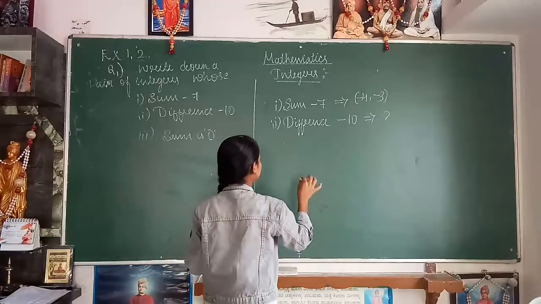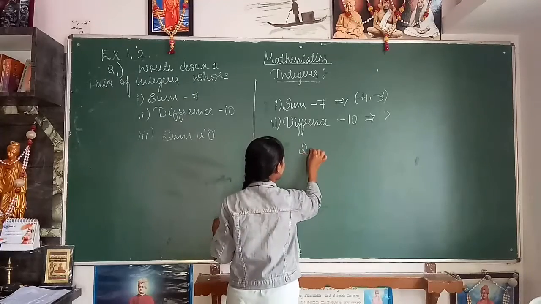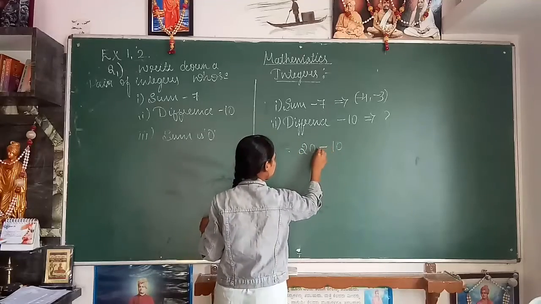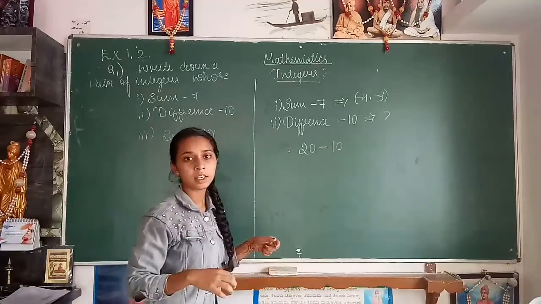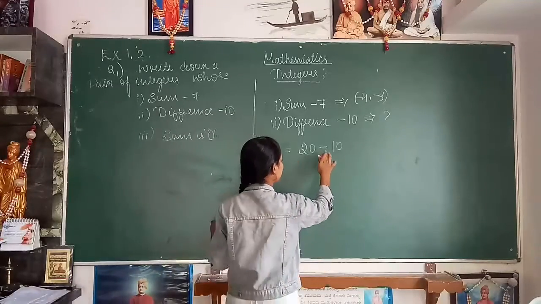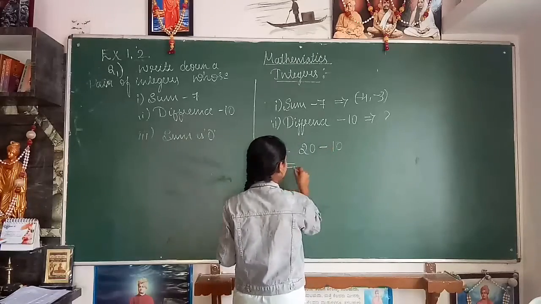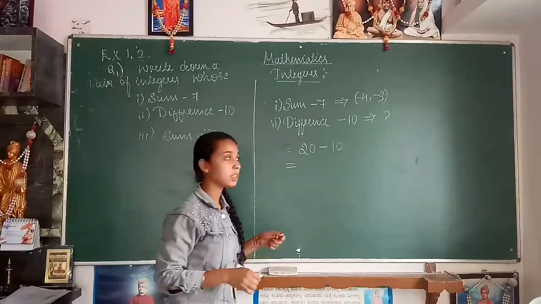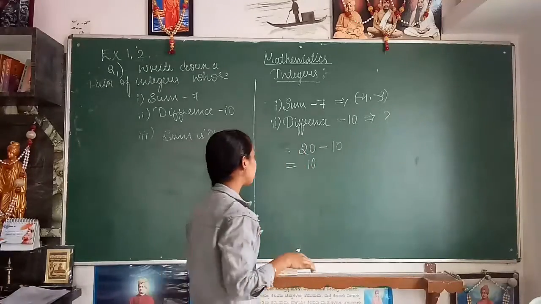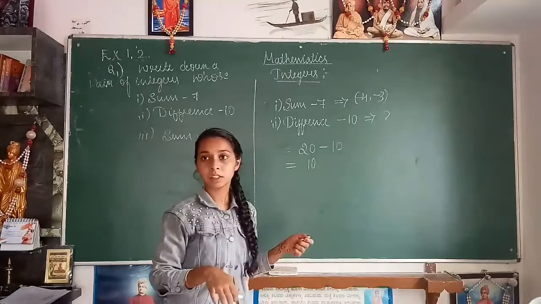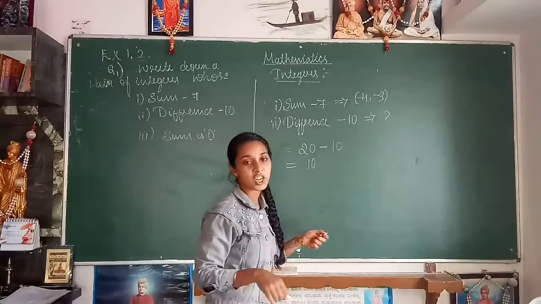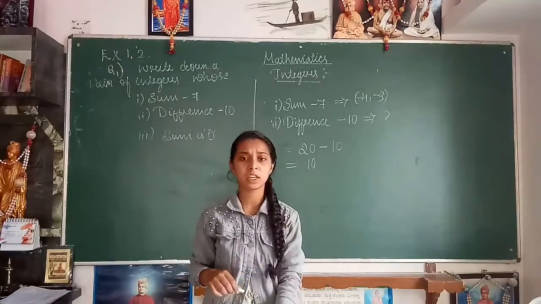So for example, we know 20 minus 10. This is the minus symbol because they have given the difference. So we will find the difference because we put the minus. So 20 minus 10 is 10. In this problem the difference is minus 10. So what can we do? Firstly we can change the sign. How do we change the signs?